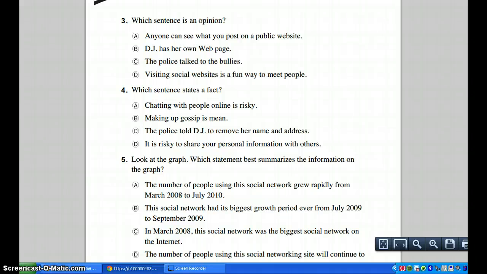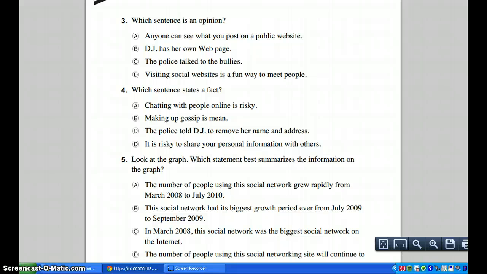Number 3, which sentence is an opinion? A, anyone can see what you post on a public website. B, DJ has her own webpage. C, the police talked to the bullies. D, visiting social websites is a fun way to meet people.